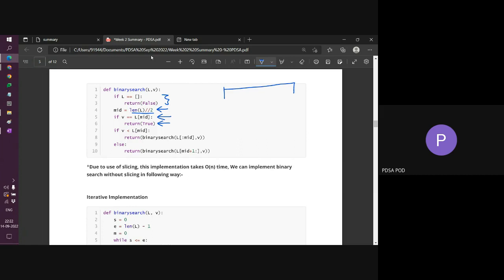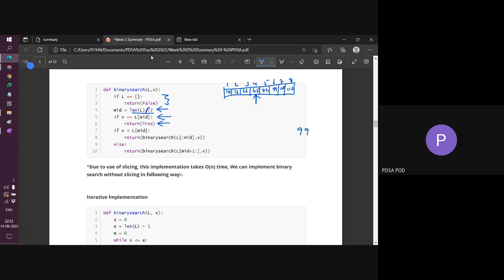So you have a list here, say, with indices 1, 2, 3, 4, 5, 6, 7, 8. The values are 10, 16, 22, 45, 72, 99, 101, and 110. I'm looking for the number 99. What am I doing? I'm taking the length of L by 2. What does the length function return? The mid is this one, right?